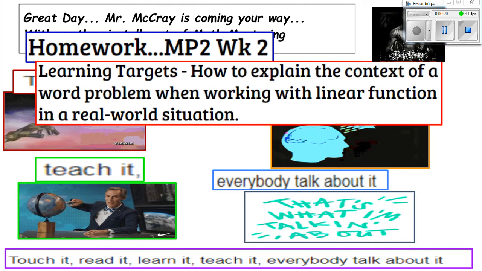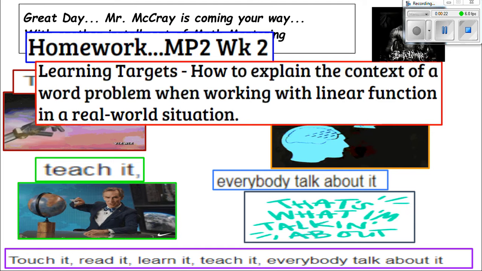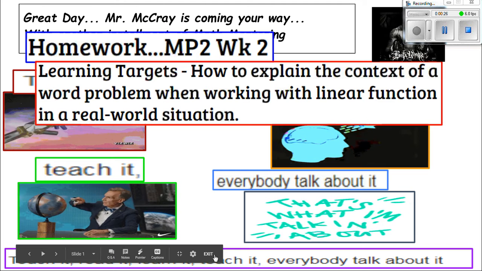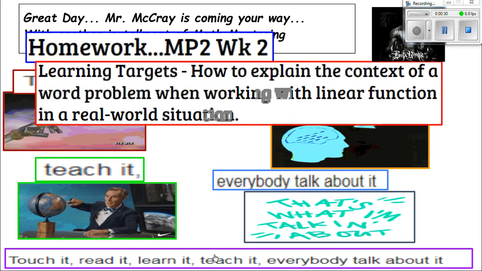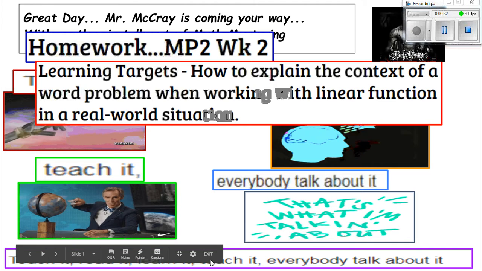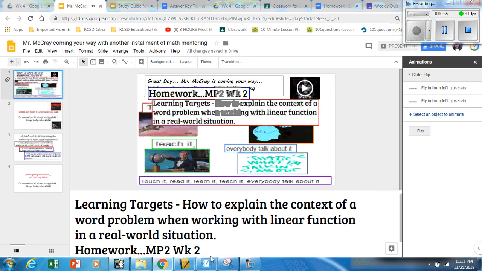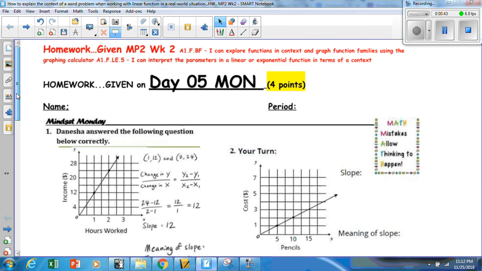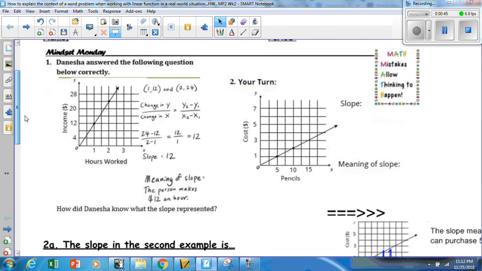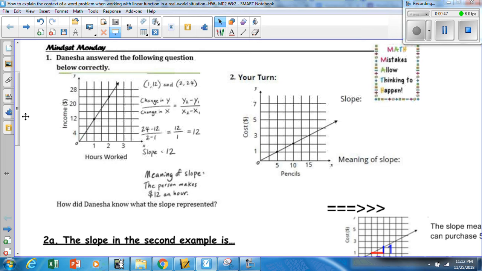All right, let's get into this. Real quick, homework. So we presented a couple problems, and let's just kind of go through them. So we said Denisha answered the following question correctly. And what she did was she used a process of taking the change in y and dividing it by the change in x. Very good. That will work 100% of the time.